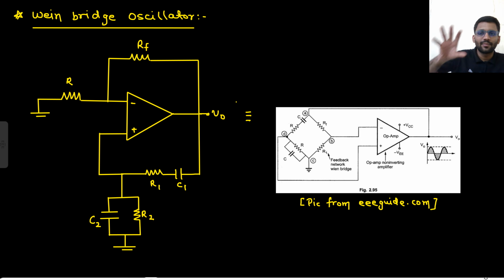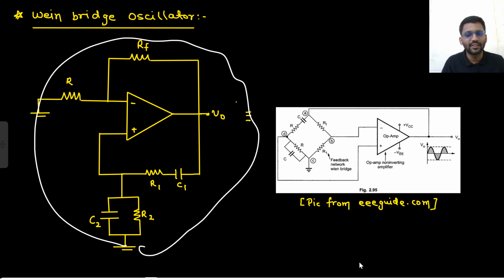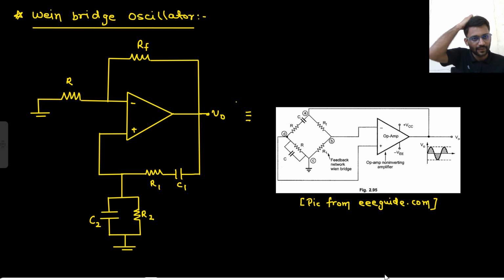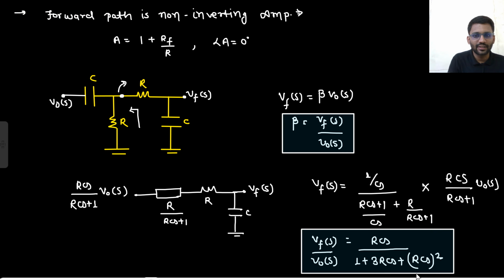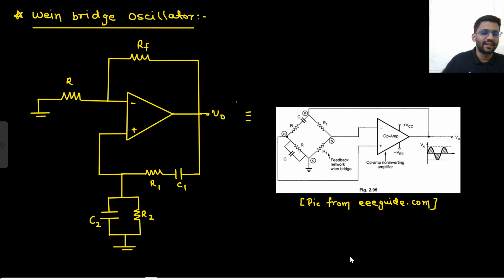Now there are some certain standard circuits. This circuit is known as the Wein bridge oscillator. So this is a standard circuit, and now we will study these standard circuits. Since you have analyzed these kinds of circuits, it will be very easy to analyze these circuits.